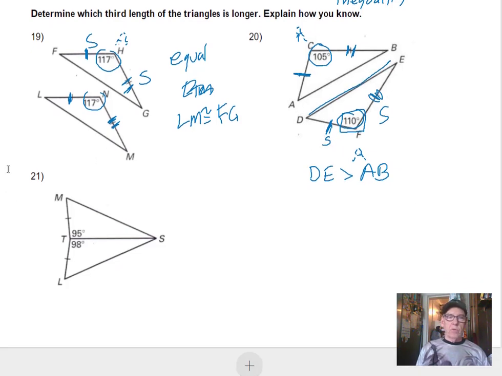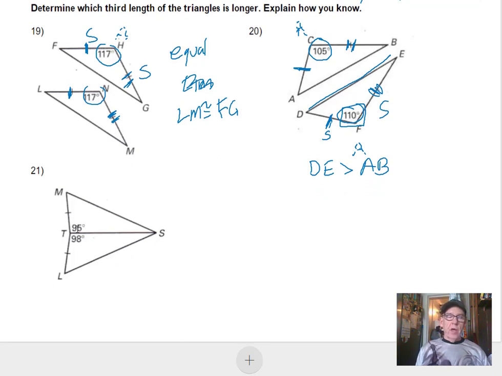And same thing for 21. Let's look and see what's going on here. Okay, here we have the angle given to us. And let's look at the triangles. These two sides are congruent. It gives us an S. Here we have the angles in between. And then this side and this side are congruent. That gives us the other S. So that means we can just compare these two angles and see which side is bigger.